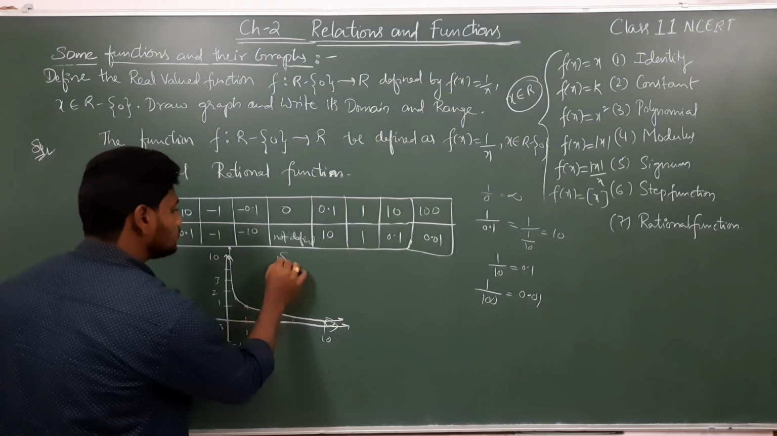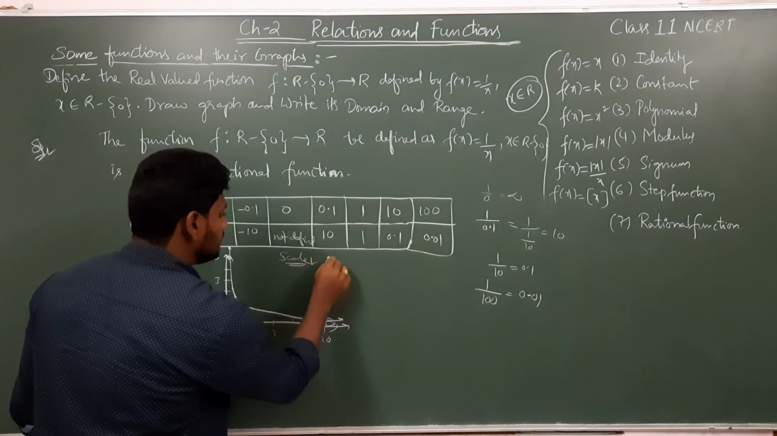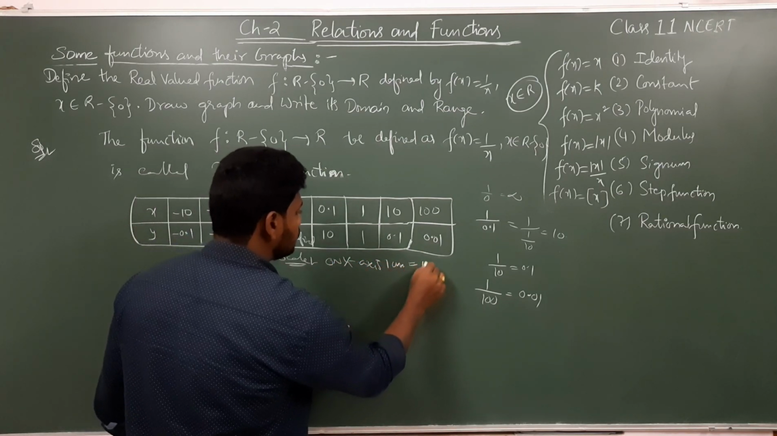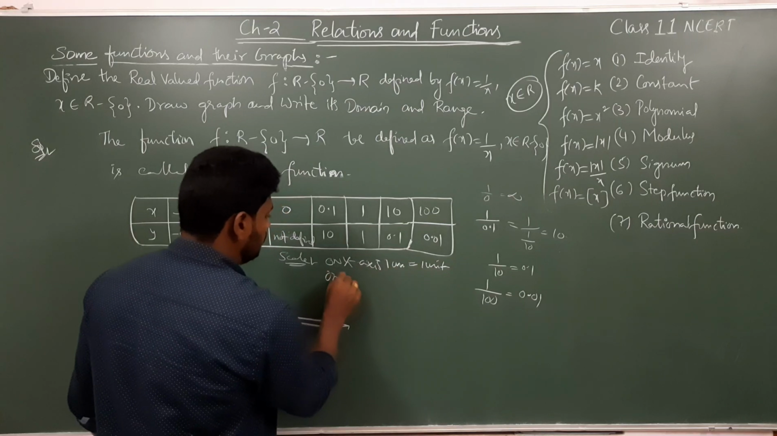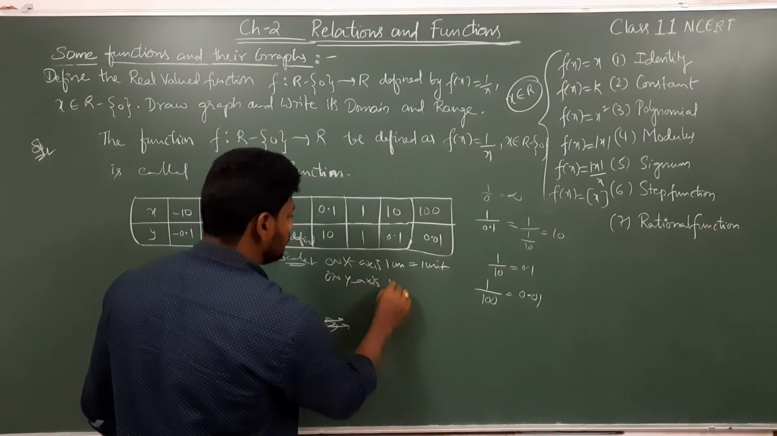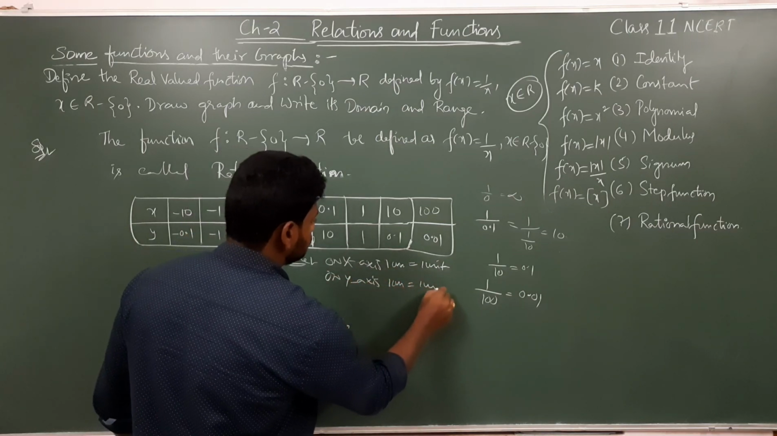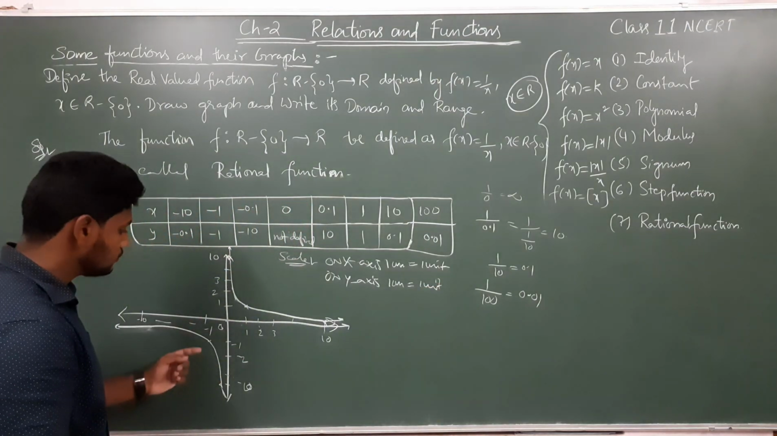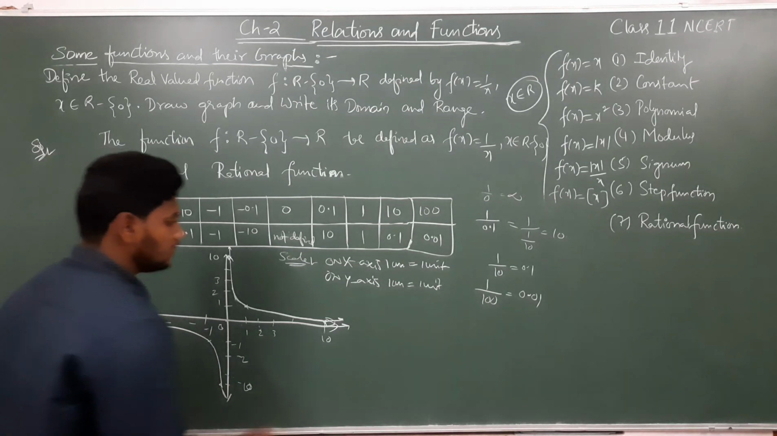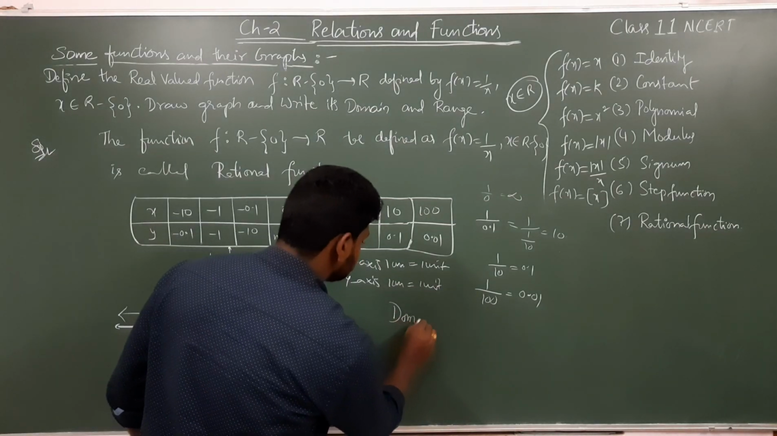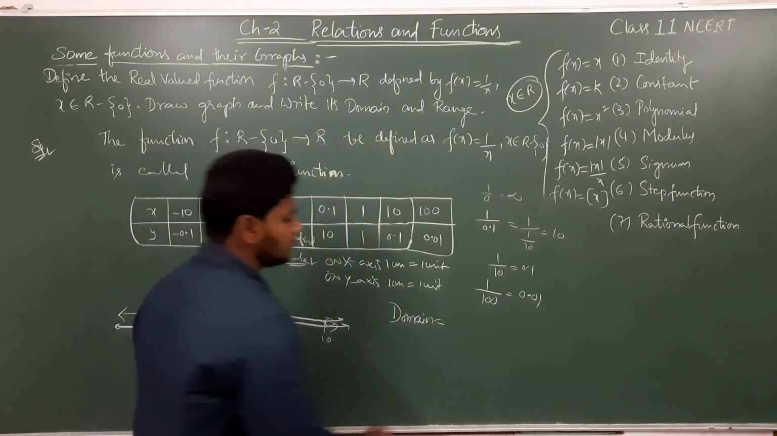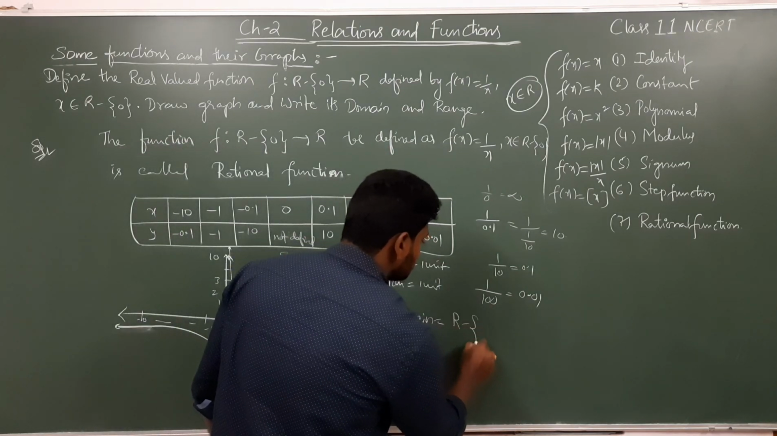Rational function. For the scale, you can write on the x-axis 1 centimeter is equal to 1 unit. On the y-axis 1 centimeter is equal to 1 unit, right? So this is the graph of the rational function. So it never meets. Next, if you observe the domain, what is the domain? Clearly they are telling what x value. What is x? R minus {0}.